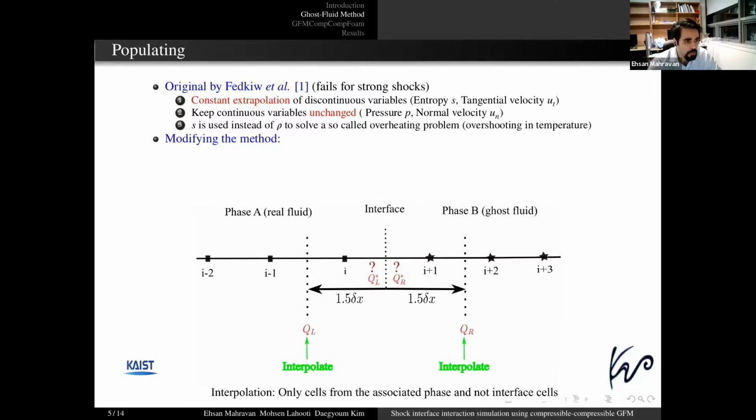And all the modified methods out there use a Riemann solver to resolve the interface condition. So we need the left and right states, which are QL and QR. They are interpolated away from the interface, and then we construct a Riemann problem across the interface. We have Q star L and Q star R, and using Q star L and Q star R, we can populate ghost cells. And here again, there are some variants.